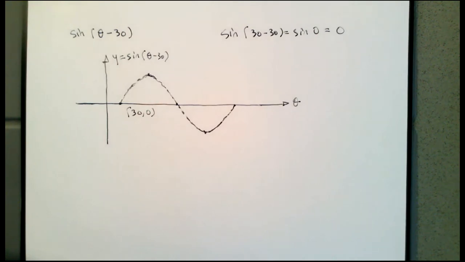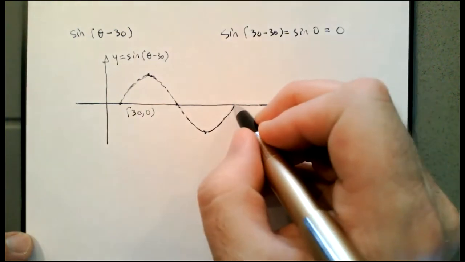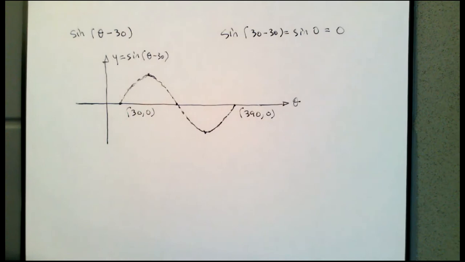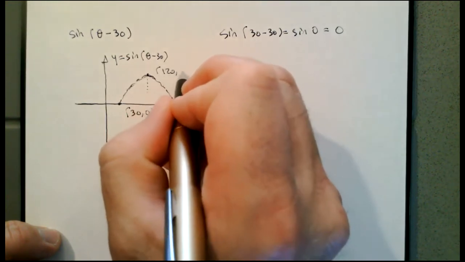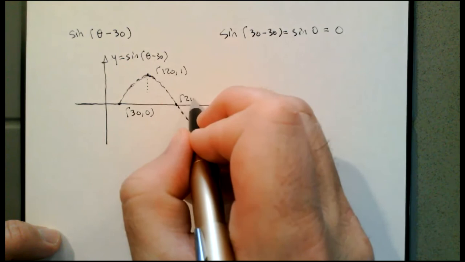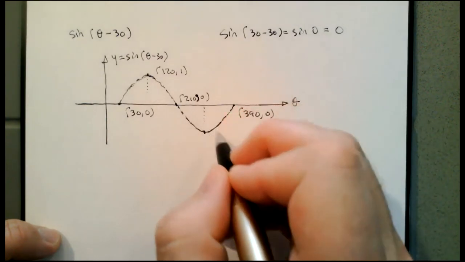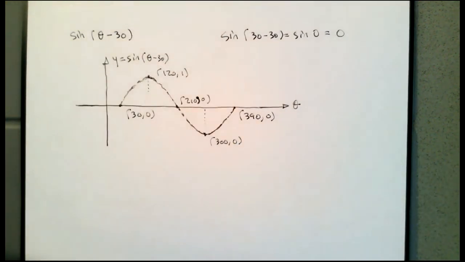And so this is out of phase with sine of theta. The graph has been horizontally shifted, and that's going to move all the points. Instead of starting off at 0 and ending at 360, we start off at 30. So this will happen at 390, because everything is 30 degrees late. Instead of this happening at 90, this will happen at 120, because everything has been shifted 30 degrees. So this minus 30 before sine happens shifts the whole waveform 30 degrees to the right.